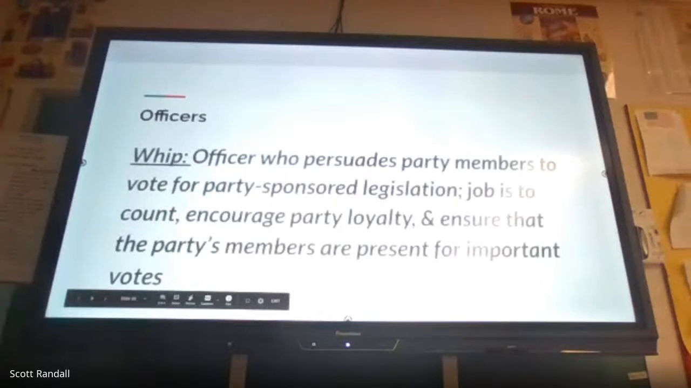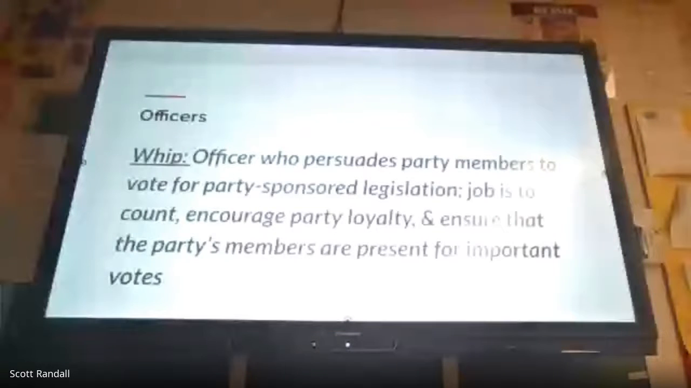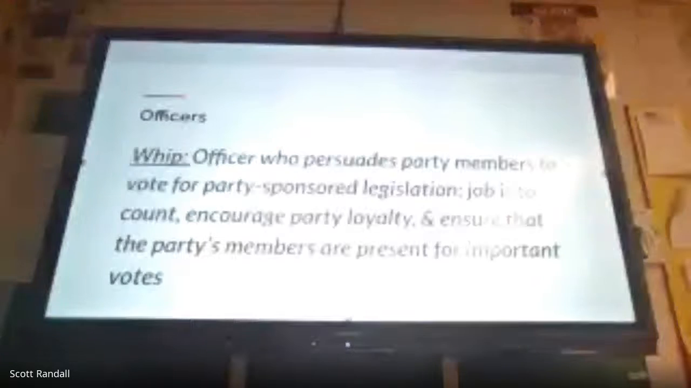And then you have these guys right below them called whips. They're really the ones who report to the majority and minority leaders. They're the ones that do a lot of the rubbing elbows with the other congressmen and senators. With a whip, you get this idea of cracking a whip. They do more of the footwork for the majority and minority leaders to make sure they've got enough votes for a bill before it comes up.